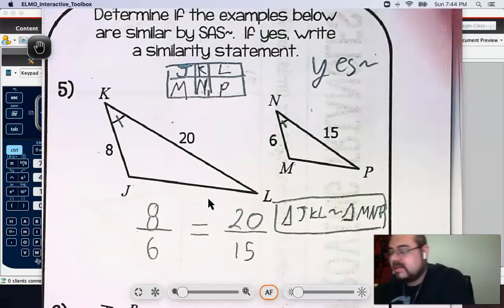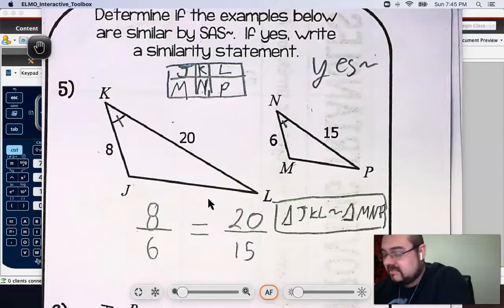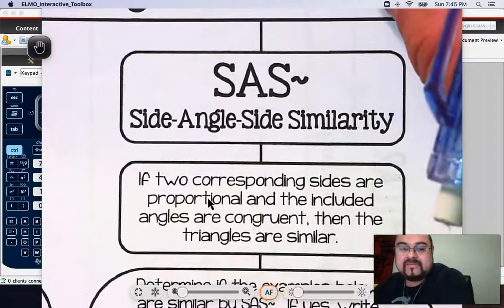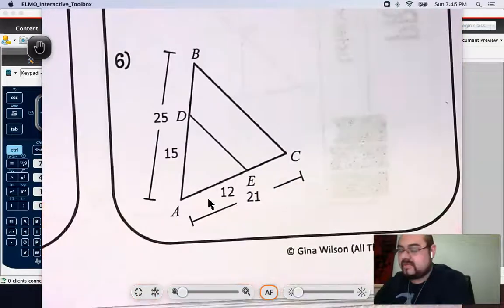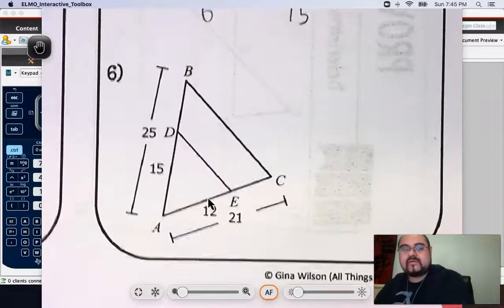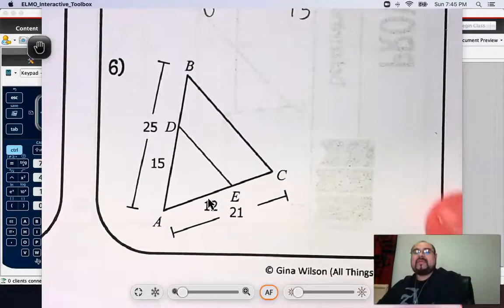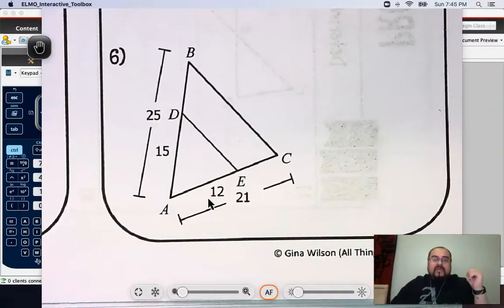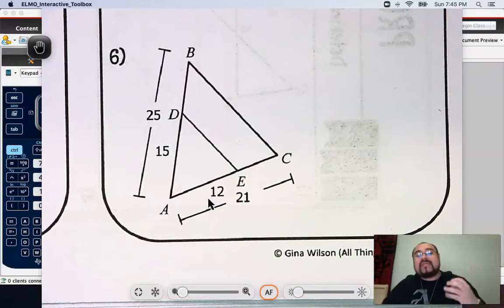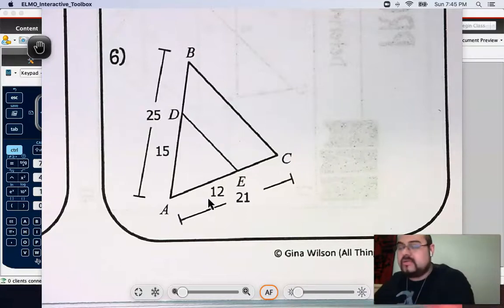Okay. All right. Last one, last example we're going to take a look at here. Again, we're talking about side angle side for this last example. And it's going to be this example here. Again, our goal is that we have to prove that two of the sides are proportional to each other, and one of the angles, specifically the included angle, is congruent. We can prove that. We can say without a doubt that these two triangles are similar to each other.